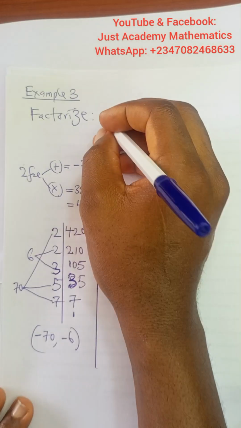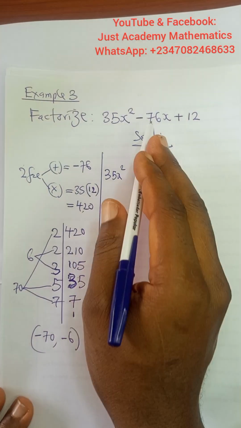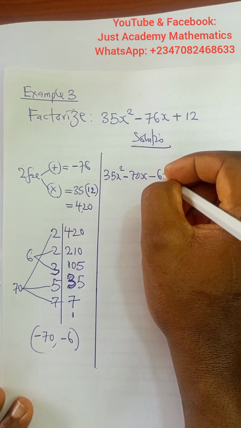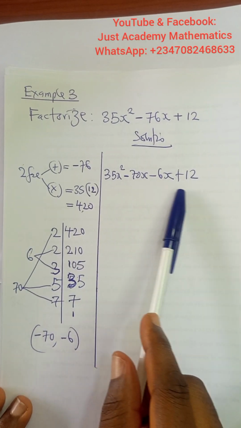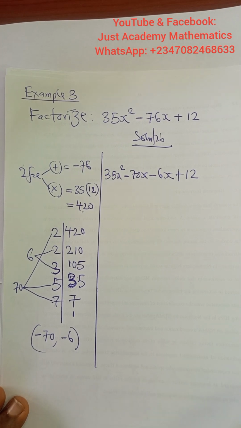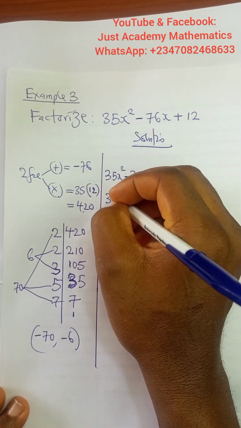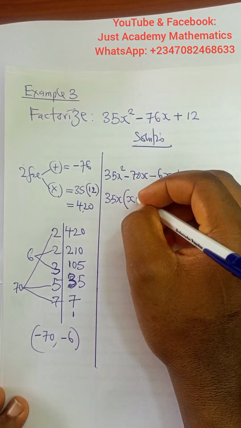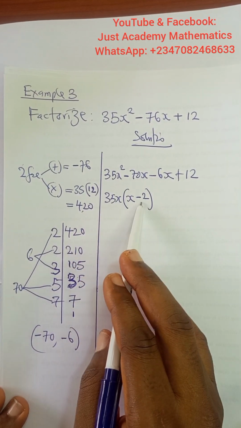Is that clear? So we come here and say that 35x squared, in the place of this 76x, we replace it with minus 70x minus 6x plus 12. But I want you to notice there is no equals to 0 here now. And when there is no equals to 0, I will show you where to stop. So at this stage, what is common here? Of course, 35x will come out here. And what will remain here? It will remain x minus 2.